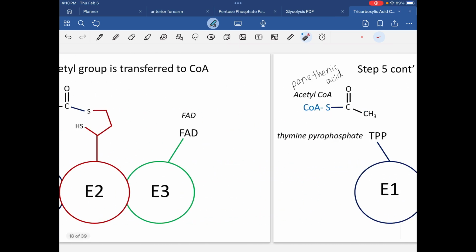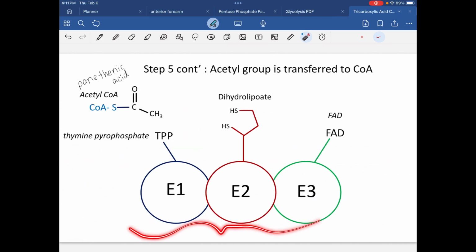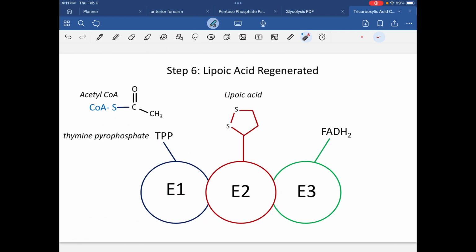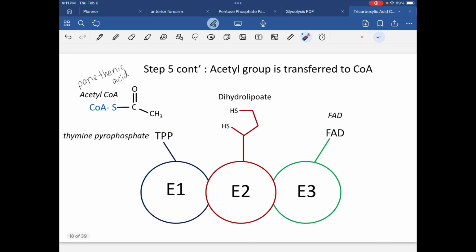So if we stopped here, we couldn't keep using this enzyme over and over and over again. That would be kind of a waste. So the next couple steps are going to be done to recycle our pyruvate dehydrogenase complex. We've made the acetyl-CoA already. We've already processed pyruvate. We just need to reset this system. So what we need to do to reset the system is take these hydrogens off of dihydrolipoate and attach them to this FAD.